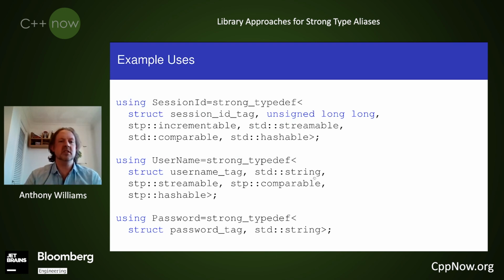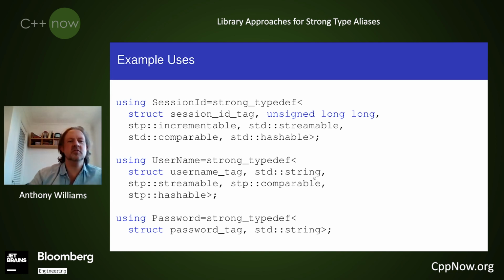So here are some example uses that look like the sort of things that I've actually used in real code. We have session IDs. They're based on unsigned long, so this application's generating session IDs. It can run for a long time. They're not going to wrap round. We don't have to worry about cycles and things. But we want them to be incrementable and comparable and streamable and hashable, but we don't want any other arithmetic operations.